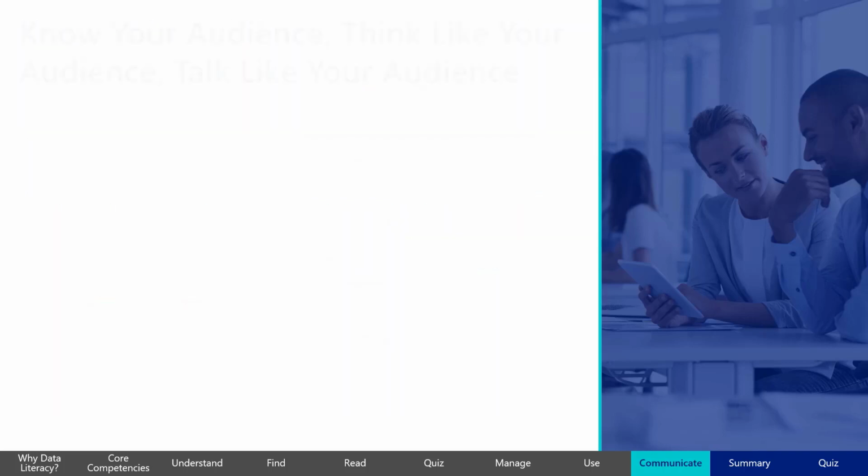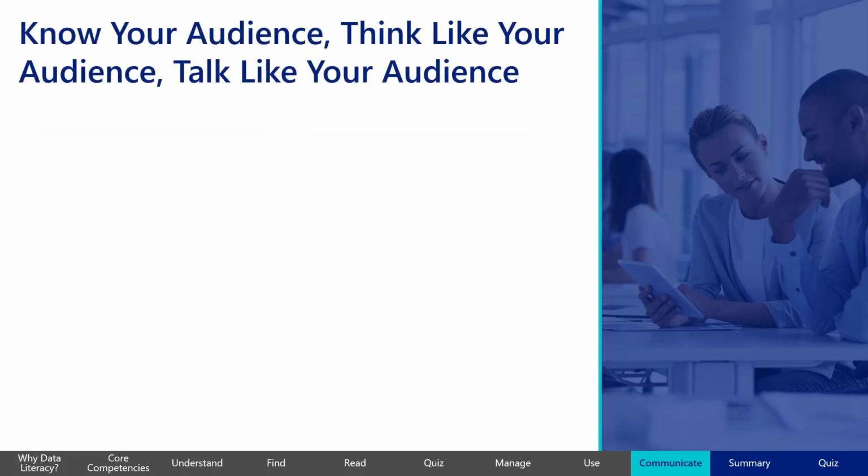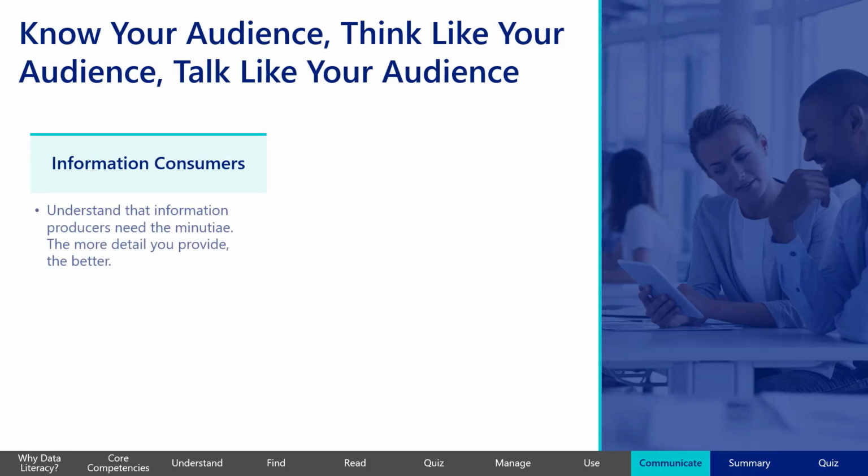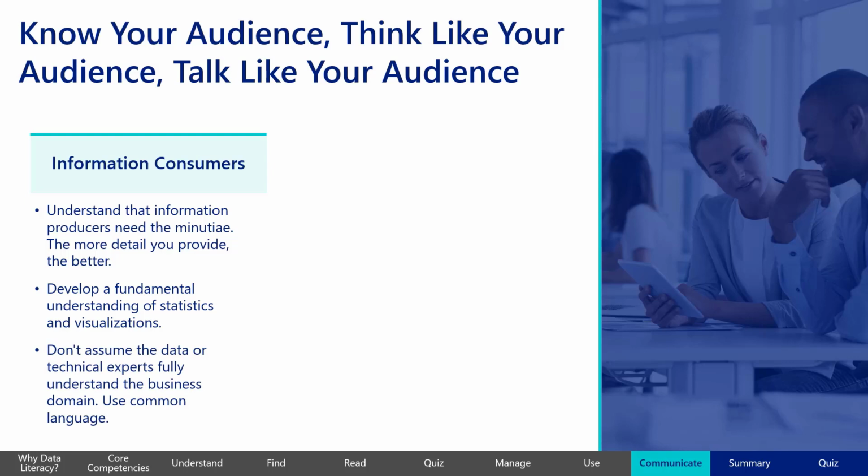The second step to improving communication about data is to know your audience. Think like your audience, talk like your audience. If you are an information consumer, understand that information producers need the minutiae. The more detail you provide, the better. Develop a fundamental understanding of statistics and visualizations. And finally, don't assume the data or technical experts fully understand the business domain. Use common language.